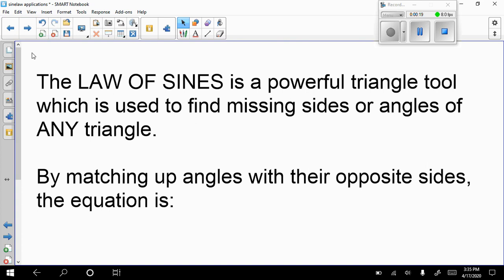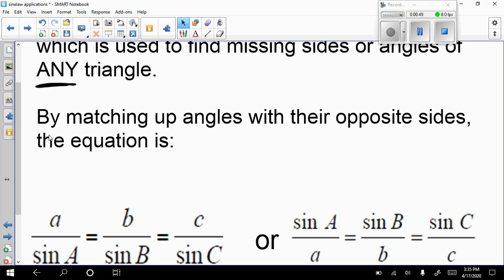Just as a review, the law of sines, or sine law, is a powerful triangle tool which is used to find the missing sides or angles of any triangle. I want to emphasize that SOHCAHTOA, like sine, cos, and tan, and the Pythagorean theorem, you can only use in right angle triangles, whereas sine law you can use in any triangle. So it's very powerful. Basically you're matching up angles with their opposite sides.